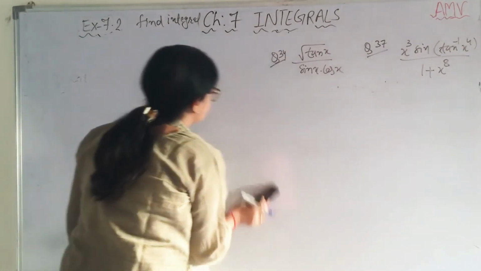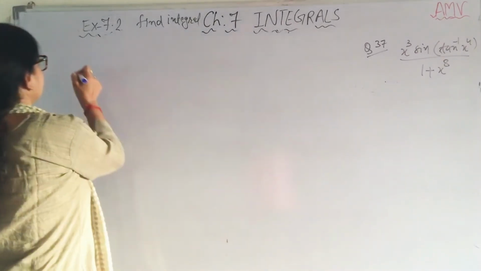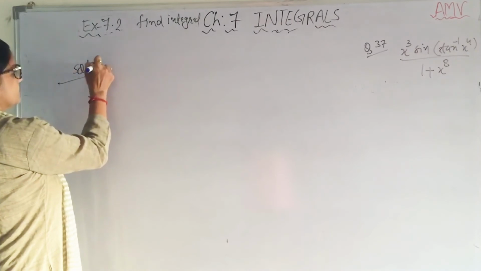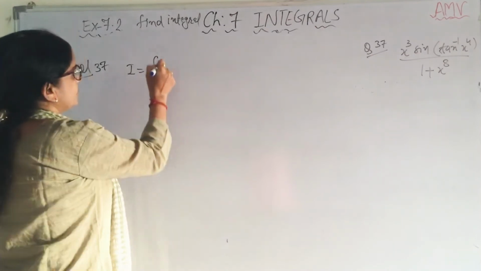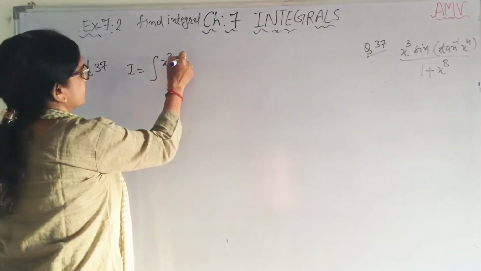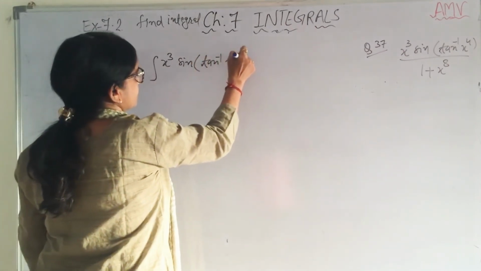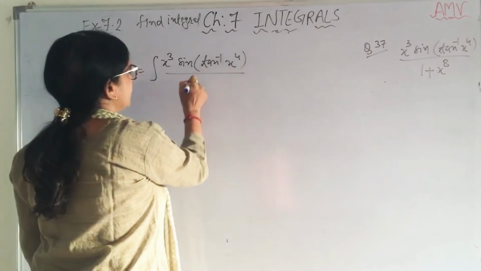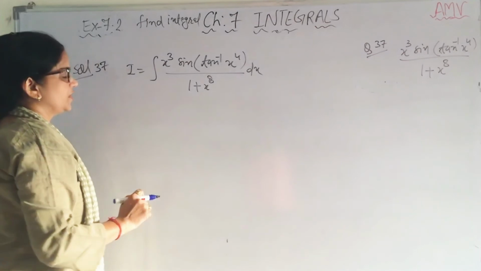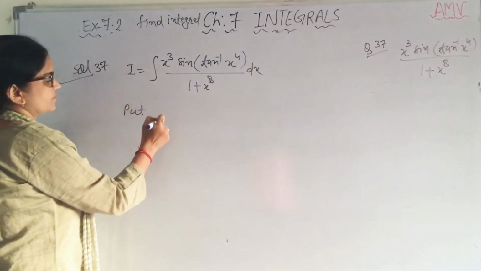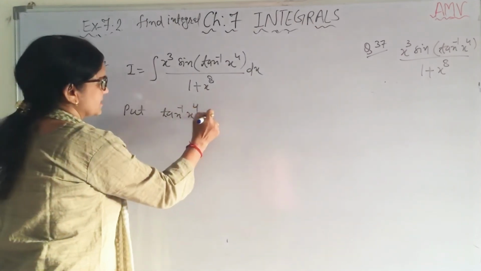And now I am going to solve question number 37. Question is integral of x cube, here sine, in bracket it's tan inverse x raised 4, and in the denominator 1 plus x raised 8 dx. So first here put tan inverse x raised 4 as t.